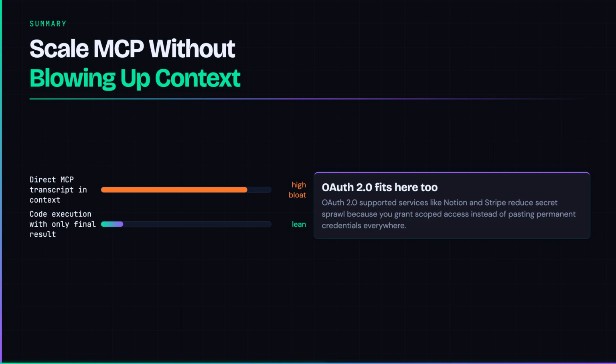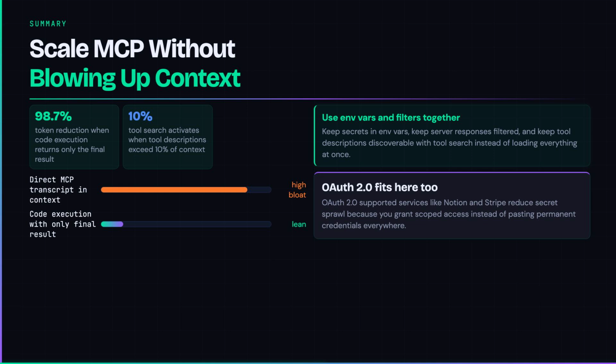One last scaling lesson. The protocol is not the expensive part. Context is the expensive part, so keep live data from flooding the chat. The biggest win is returning only the final result from code execution. That is where the 98.7% reduction comes from.